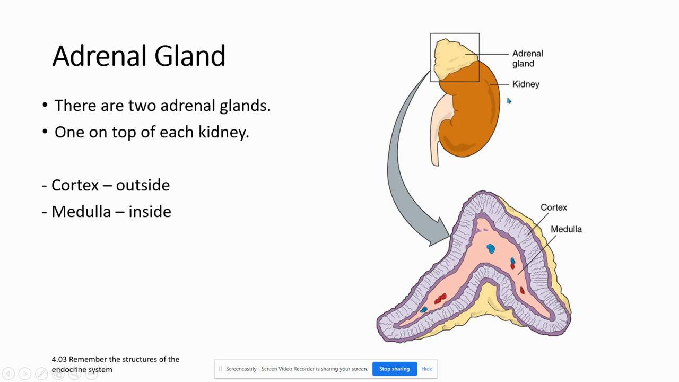I always think the cortex is the C that wraps around the middle medulla. So you see here that you have the middle medulla, and then you have the cortex that wraps around the outside of it. And it's super important to remember that an adrenal gland has a cortex and a medulla because it makes different hormones in the medulla than it does in the cortex. Remember, endocrine glands, all these glands make hormones. And so the medulla makes very different hormones than the cortex does.